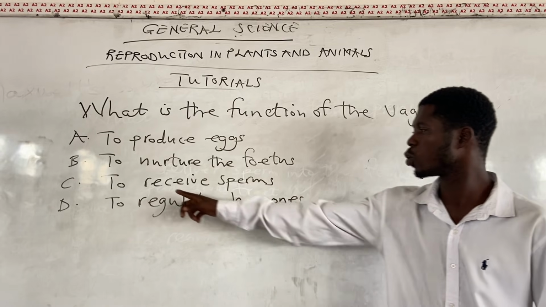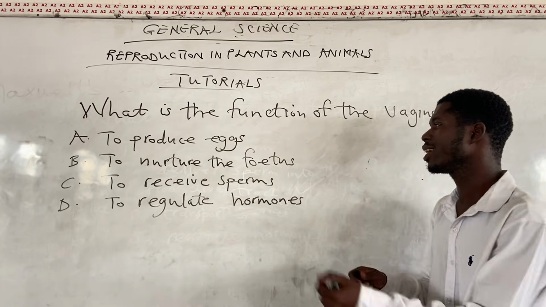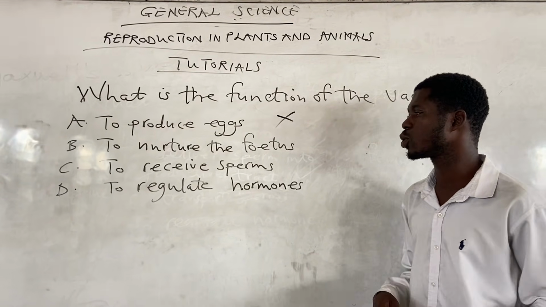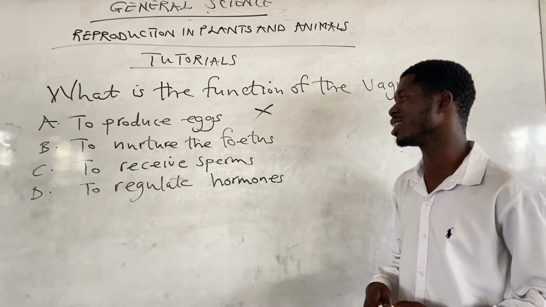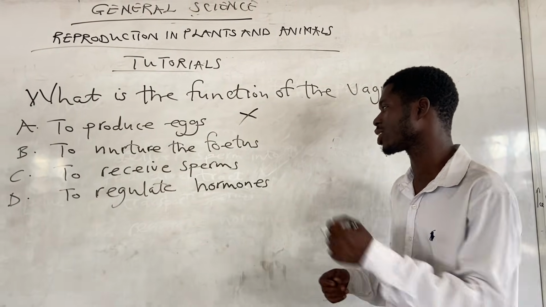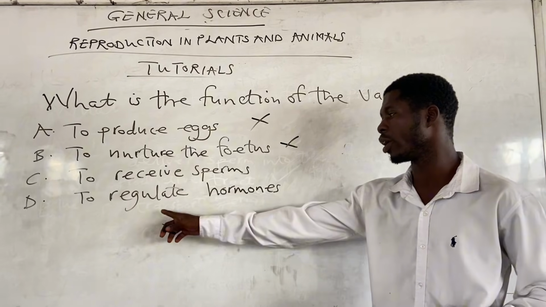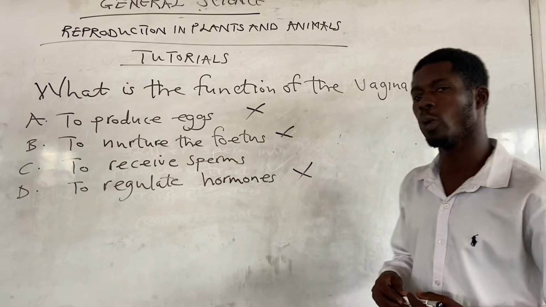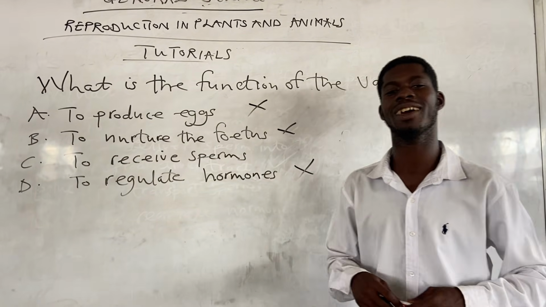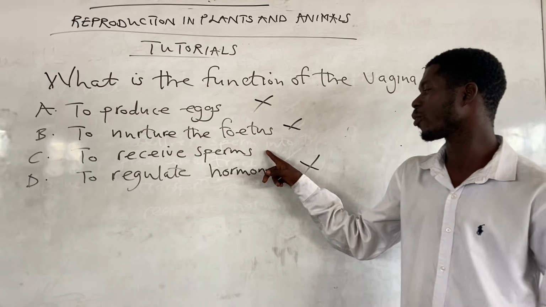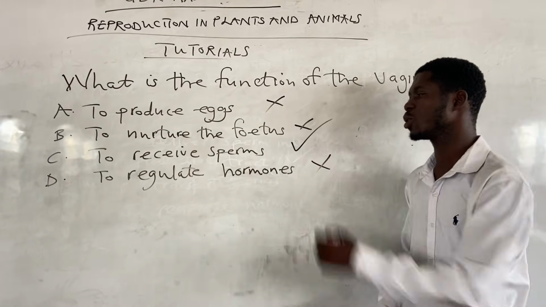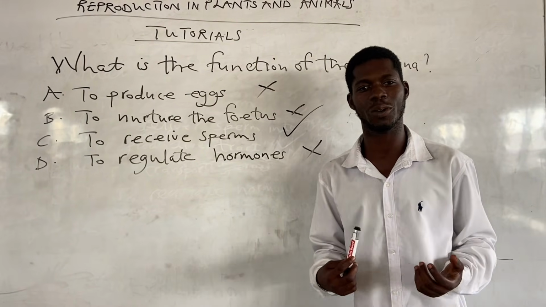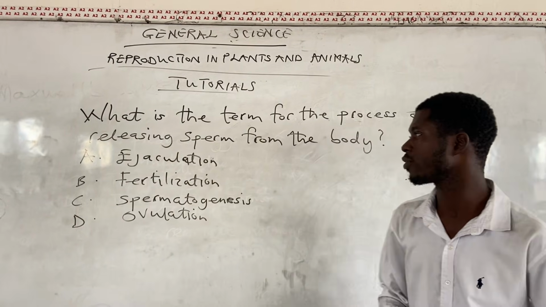Checking the possible answers, it is obvious that the right answer for this question is C, to receive sperms. A, to produce egg. The vagina does not produce any egg, so it is wrong. B, to nurture the fetus. No, the fetus is in the womb, so the vagina does not perform that function. So it's totally wrong. And to regulate hormones is also wrong. So checking the two major functions of the vagina, you can see that the right answer for this question is C, to receive sperms or semen during sexual intercourse.